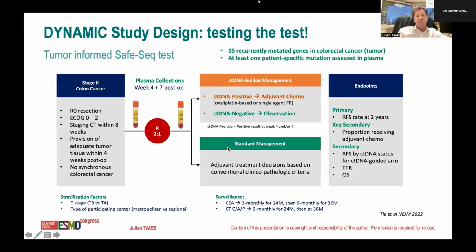The first randomized trial was published by our friends from Australia, Janti and her team. It was a dynamic study design dedicated to stage 2 patients. This trial has a design that I call test the test. It is not that you drive the treatment by ctDNA and randomize thereafter. Rather, you have standard management in one arm, and in the other arm, you have a treatment decision driven by ctDNA. So these were stage 2 patients.